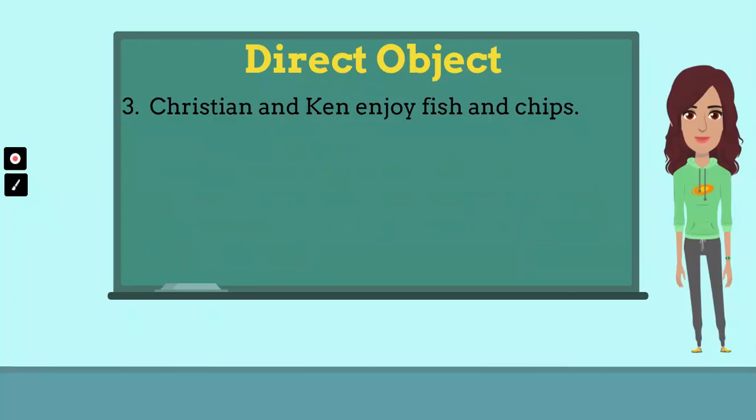In our next example, Christian and Ken enjoy fish and chips. Think about this for a few seconds. Remember what we said? The direct object is the receiver of the action of the verb. You identify it by first identifying your verb and then asking yourself whom or what of the verb. So let's go.